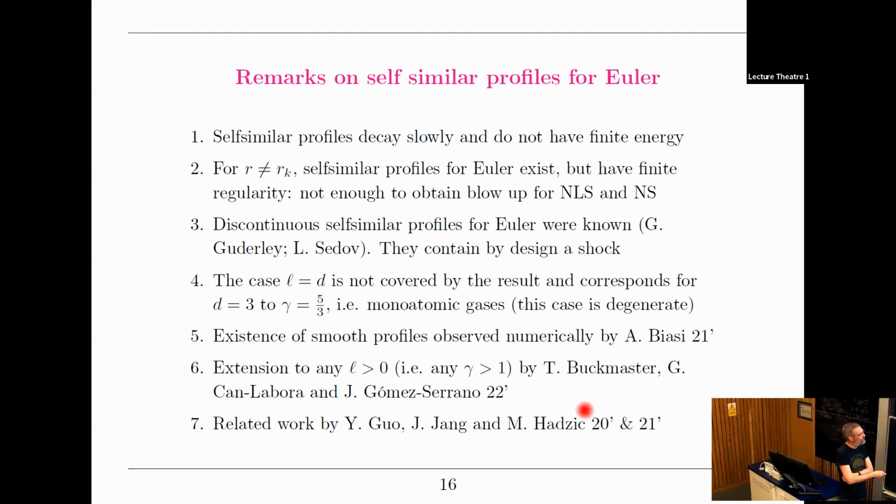Let me also mention an extension of our result by Bookmaster Candelabra and Gomez Serrano to cover the full range. And let me, of course, mention the connection with what Julie said yesterday from her joint work with Yangu and Mahia Hachik. And I think there's also one paper with Schreiker on these self-similar solutions for Einstein, Euler, and Euler-Poisson.